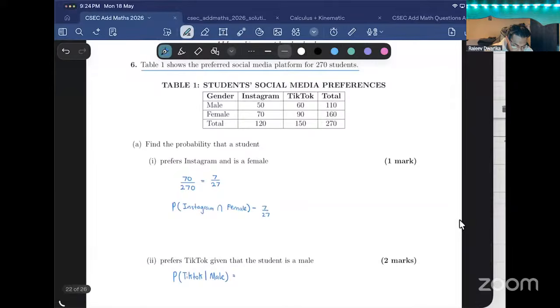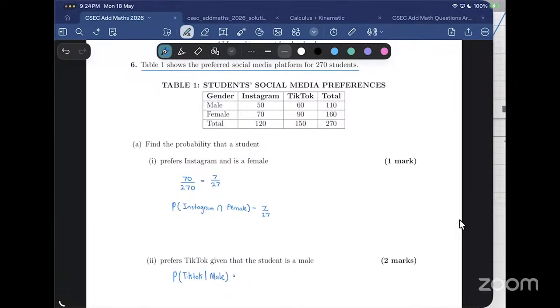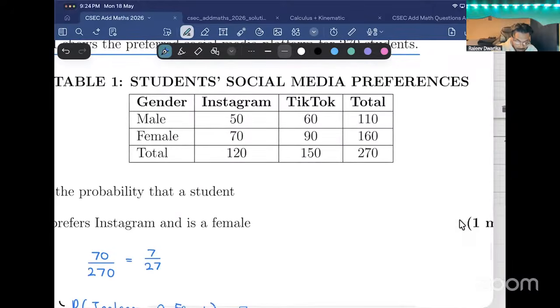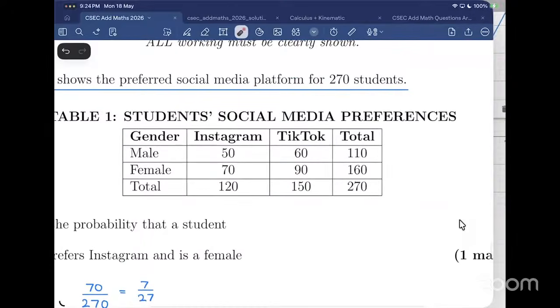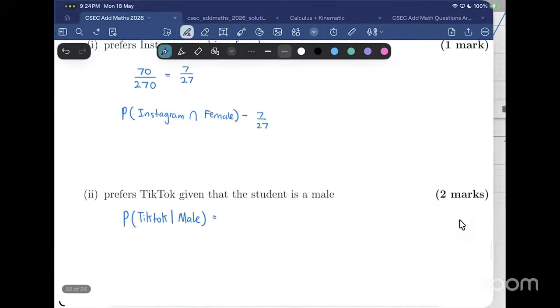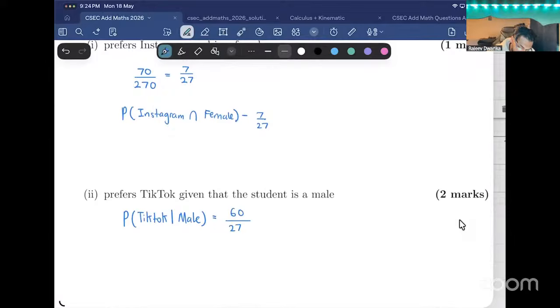And truth be told, the answer for this is real straightforward. Given that the student is a male, we're looking at male and we're looking at TikTok. So that'll be 60 over 270, which simplifies to 2 over 9.